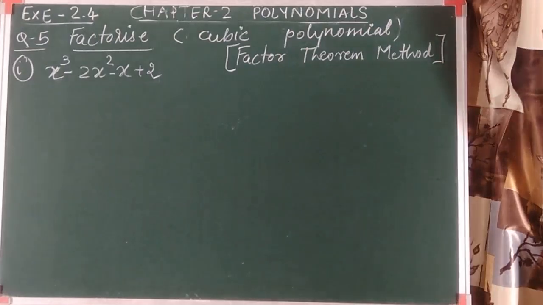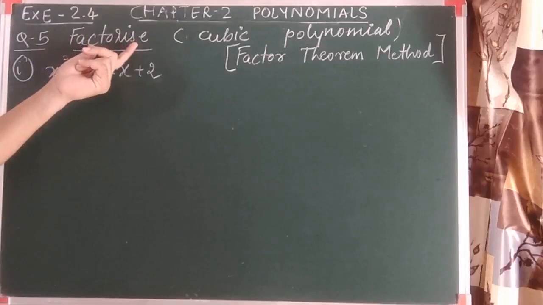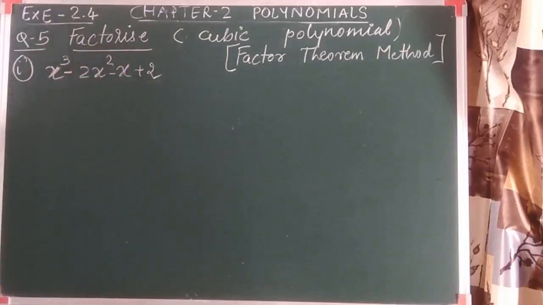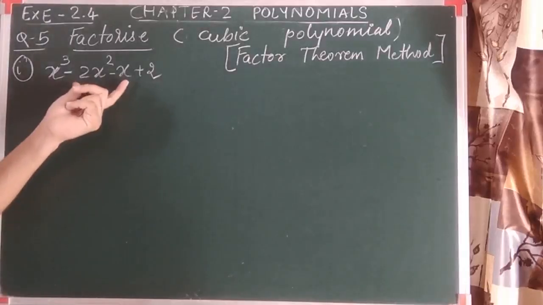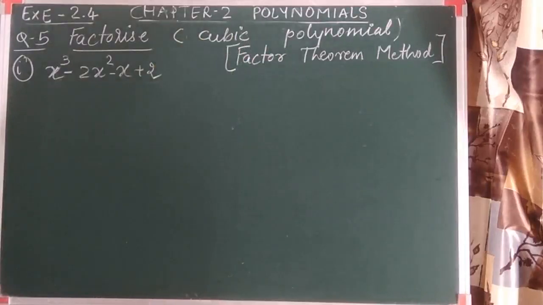This is one of the most important methods of this exercise as well as this chapter. The title is the same; the question is we have to factorize this. But if you see the previous question which we have done, it was a quadratic polynomial and here it is a cubic polynomial. So the method we will use to factorize this is called the factor theorem method. The previous one that we have done was the splitting method. Here we will use the factor theorem method.